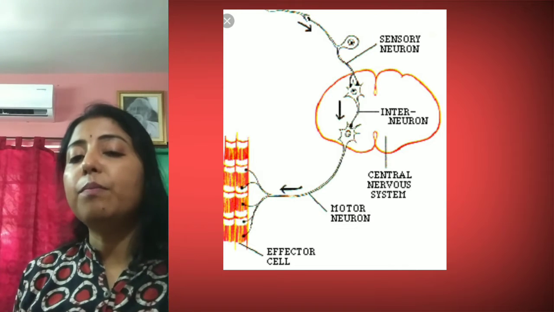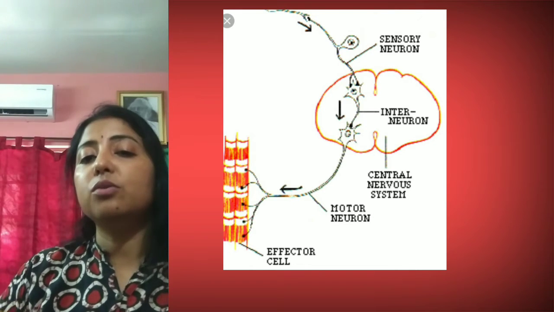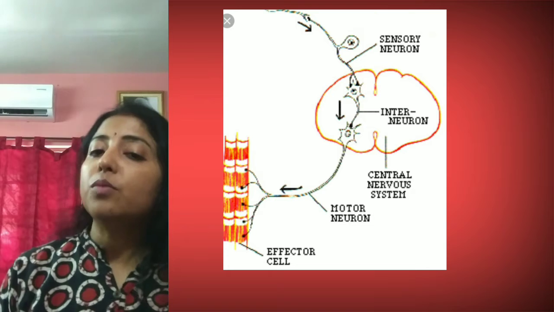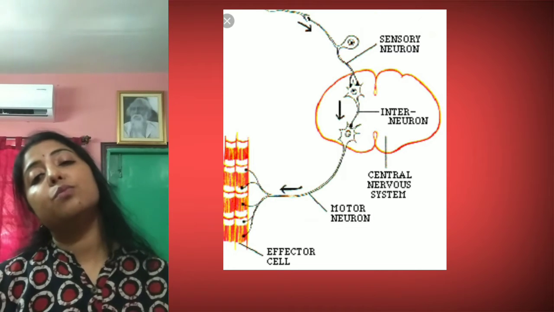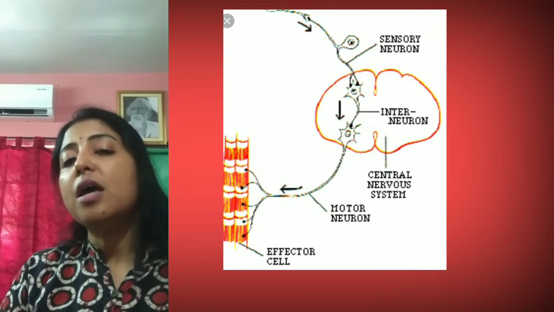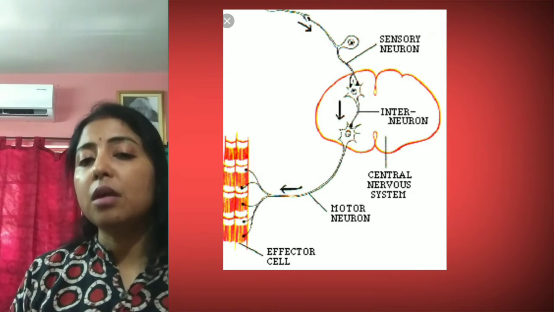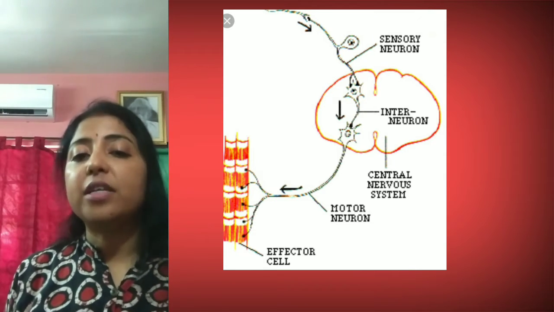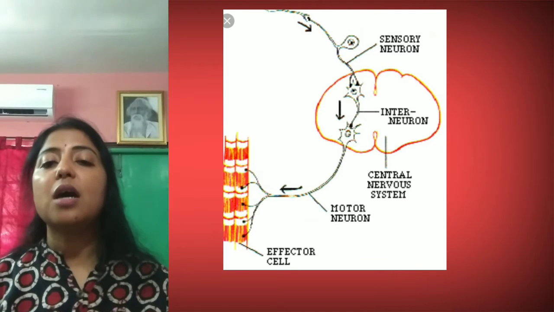Okay, they are taking the impulse from the sensory neuron and passing it to another part, that is the motor neuron. And the last one is the motor neuron. They will take the impulse from the association neuron or spinal cord and pass this impulse to the effector muscles. Okay, so these are classified.